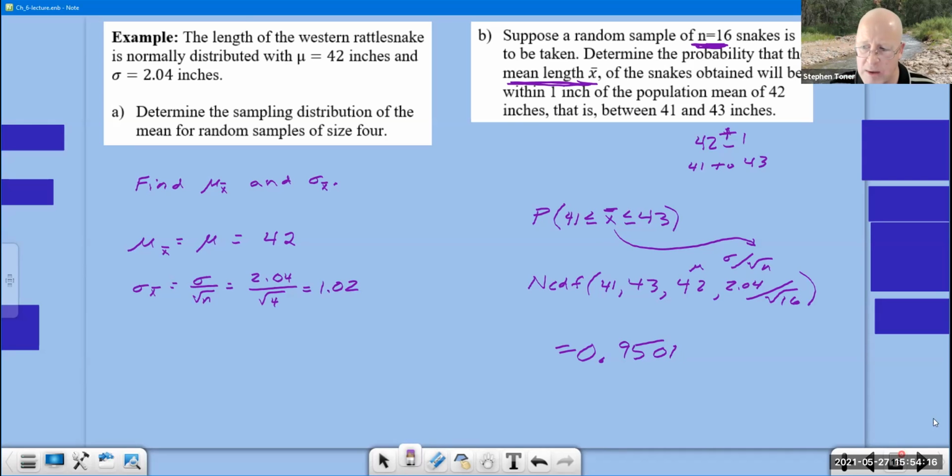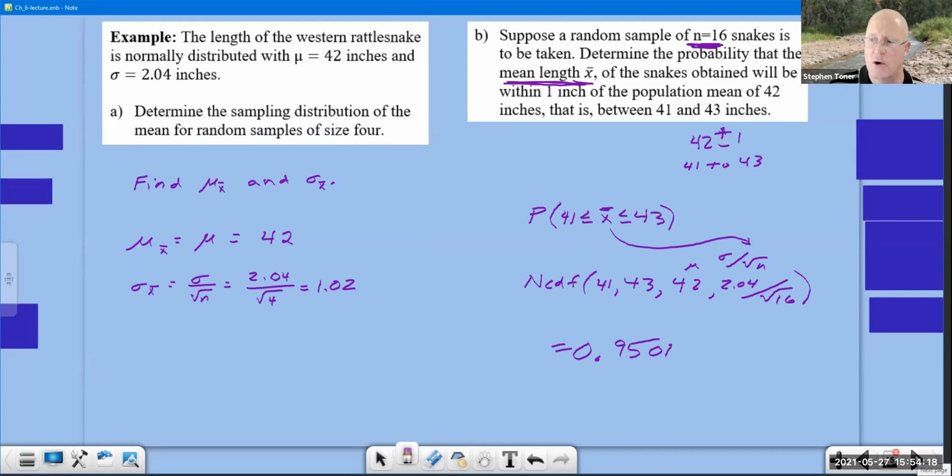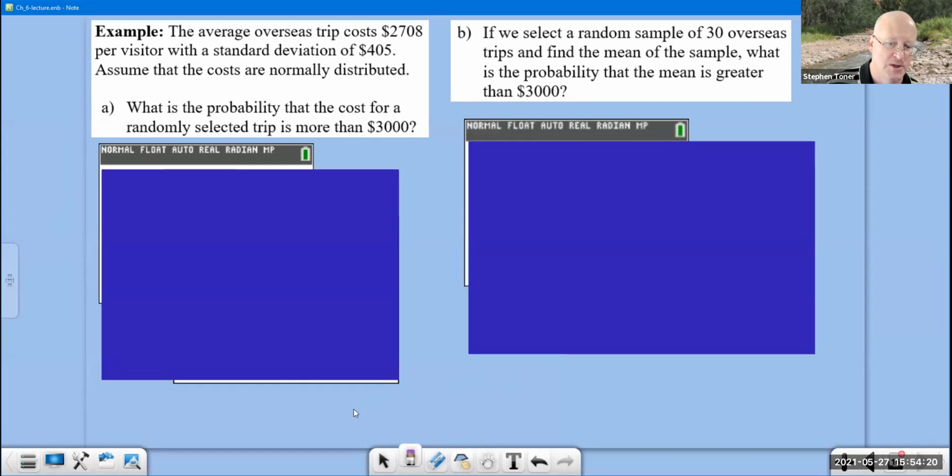Okay, let's do one more problem, and this should really hit home as to when you're going to do this type of procedure in a different way. And I like how part A and B are contrasted with each other. The average overseas trip costs $2,708 per visitor with a standard deviation of $405. Assume the costs are normally distributed. What is the probability that the cost for a randomly selected trip is more than 3,000?